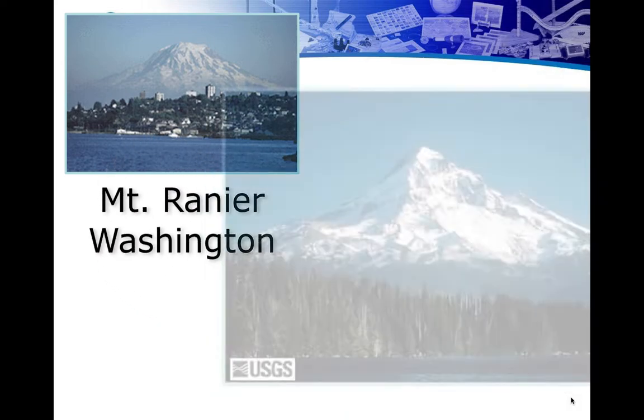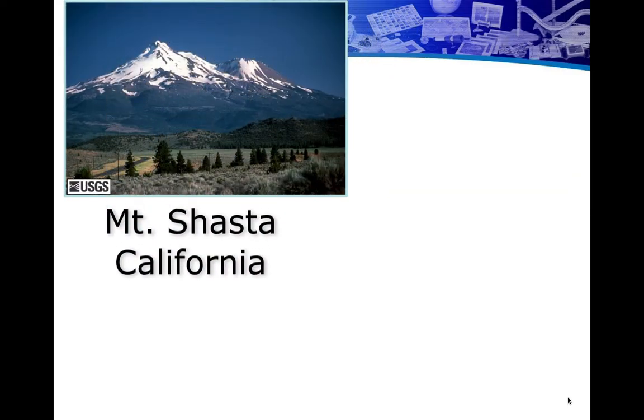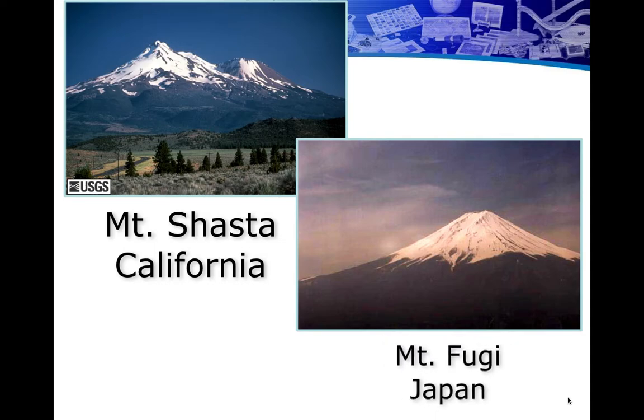Mount Rainier in Washington. So now you start to look at these and you're like, oh yeah, that's a volcano. Mount Hood in Oregon. Steep sides, broad base. Mount Shasta, found in California. And then finally, here's another one, Mount Fuji, found in Japan. So all of those are composite volcanoes built from repeated explosive, non-explosive eruptions.